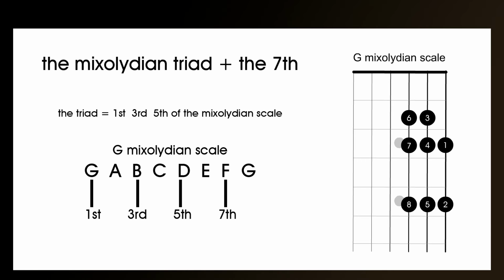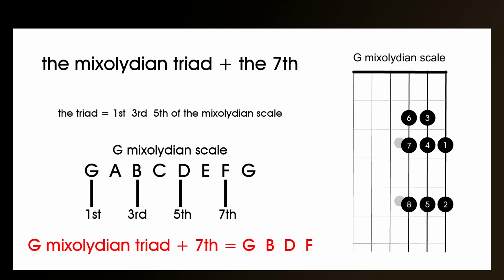And for this example, I'll be using a G Mixolydian scale. And the triad of the G Mixolydian scale are G, B and D. And the 7th note of the G Mixolydian scale is an F. The notes then in a G dominant 7th, or a G7th as we'll call it from now on, are G, B, D and F.